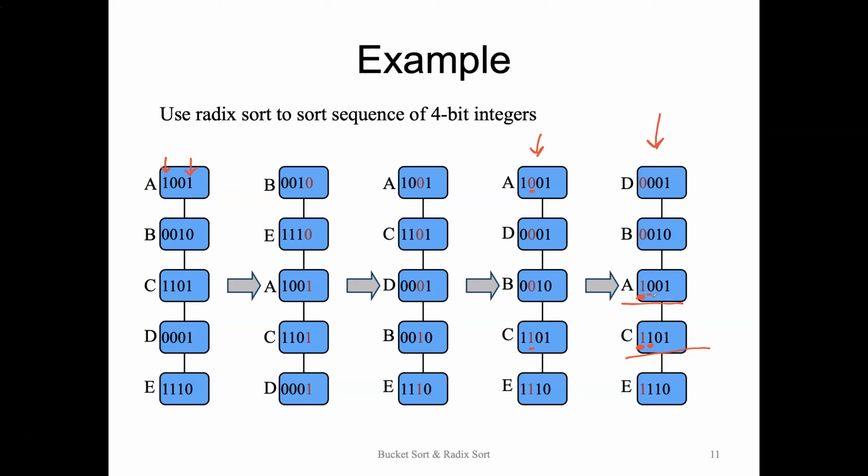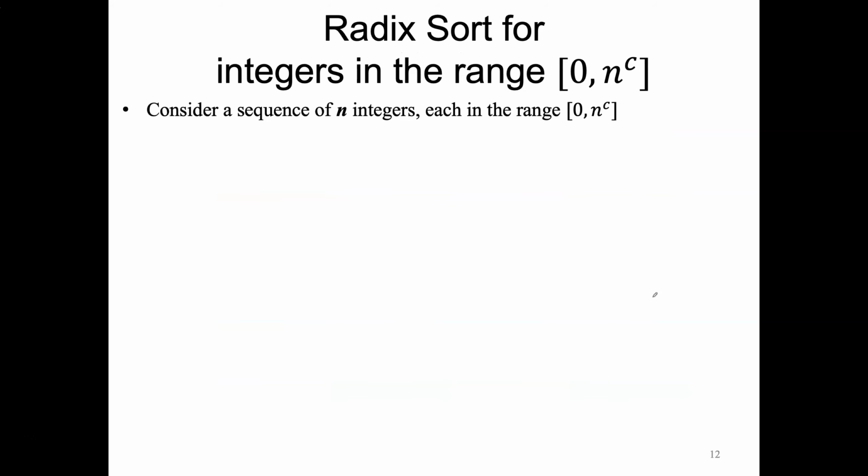Okay, I want to show one other example here, which is using radix sort in order to sort integers in the range of 0 to some polynomial with respect to n. So this is n to some power c, where c is a constant number. Maybe this is 3 or 4 or 5 or something, but we have some constant here. Now, how could we do this?